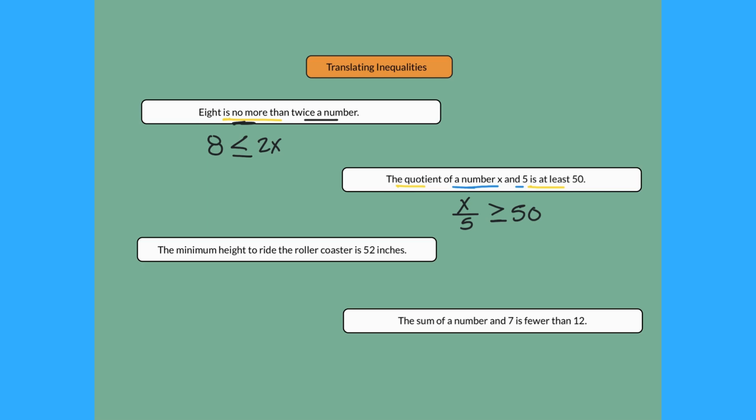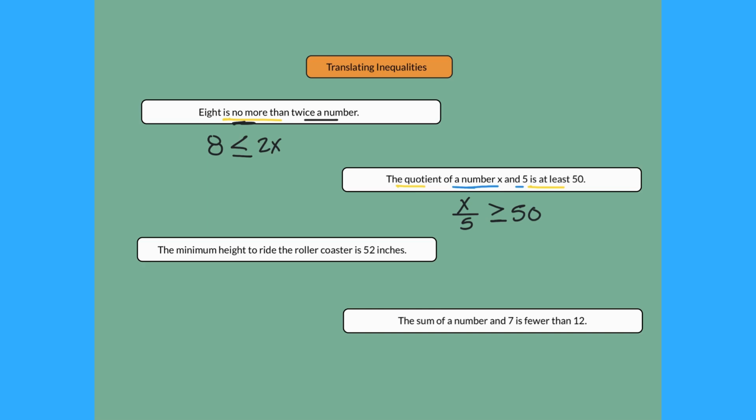like in this next one, a roller coaster. So let's say you have to be at least 50 inches. That means you can be 50 inches or more than that. So that's how we know it's greater than. And then let's look at the next one.